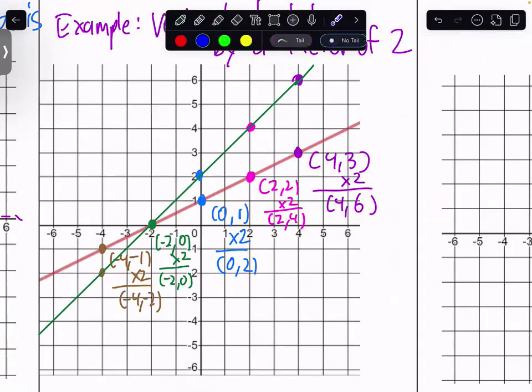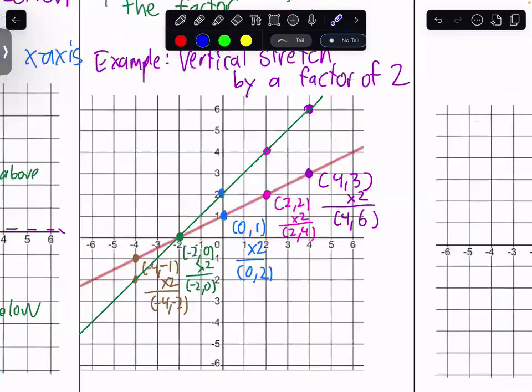So again, on the original graph, you pick a point. For this problem, it was 2. It could be other numbers for other problems. So again, you keep x the same, you only multiply the y.